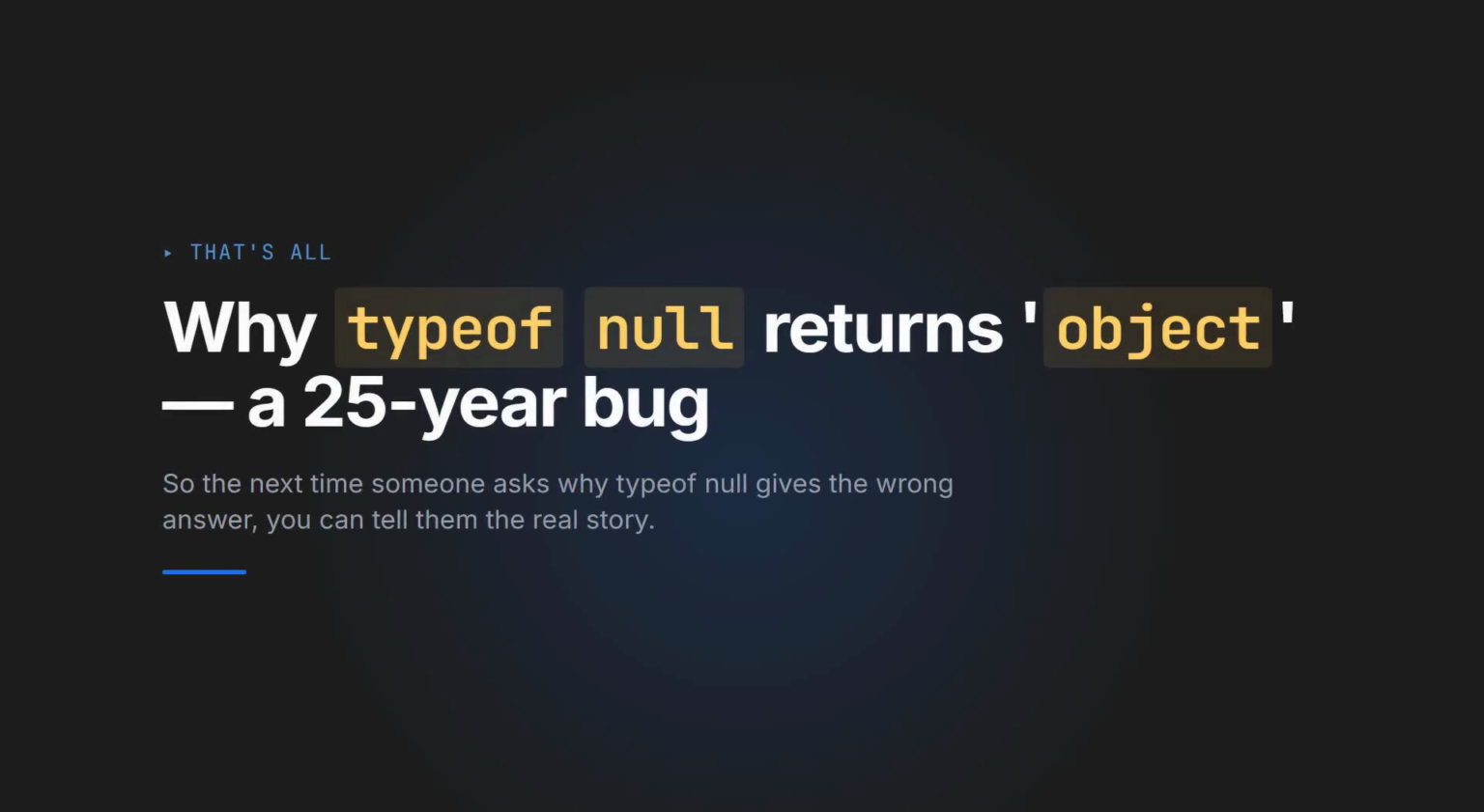So the next time someone asks why typeof null gives the wrong answer, you can tell them the real story. A 10-day deadline, a borrowed trick from the C language, a bit pattern nobody caught in time, and a fix the world was too fragile to accept. The bug is older than most of the developers using it, and it is not going anywhere.